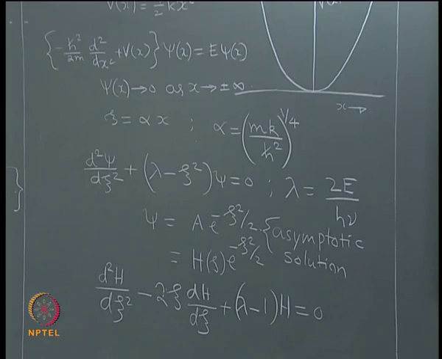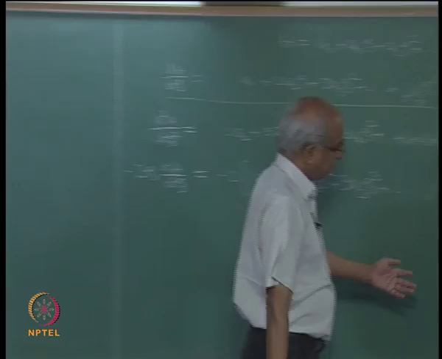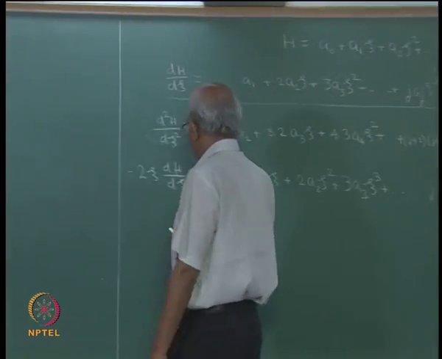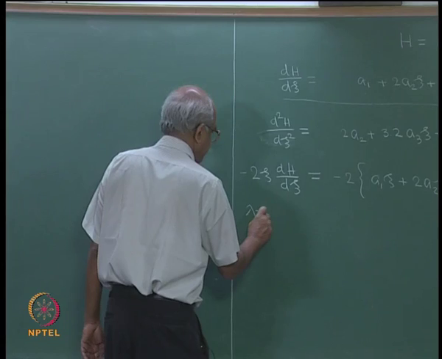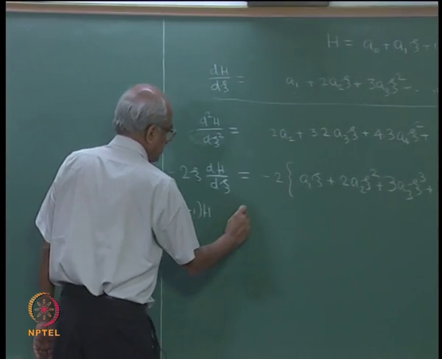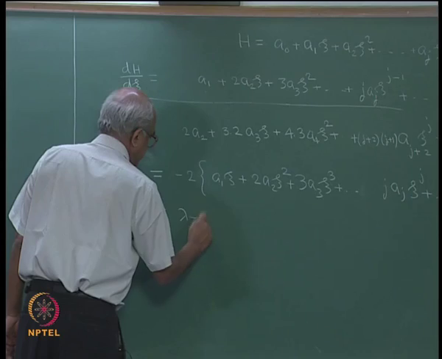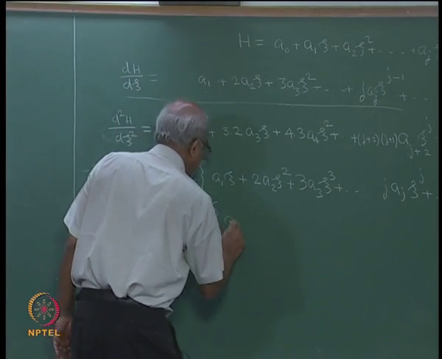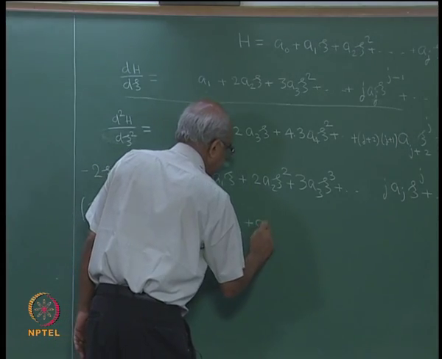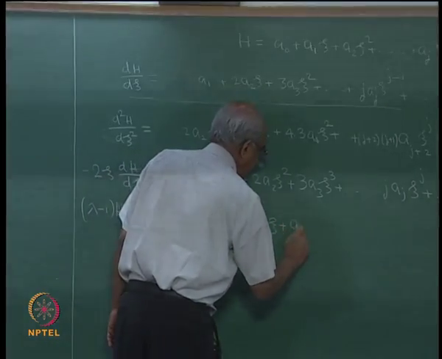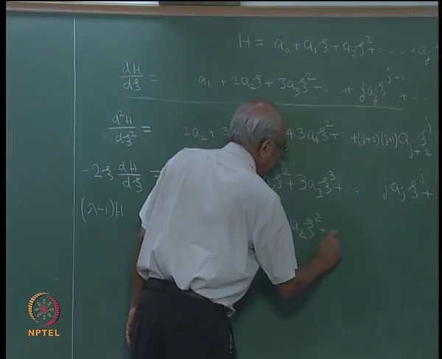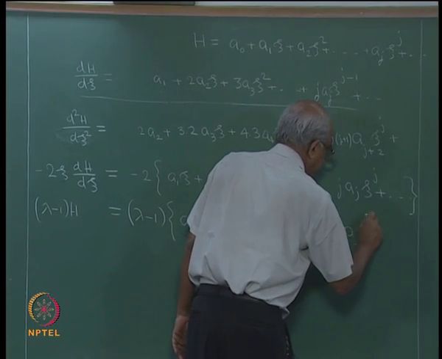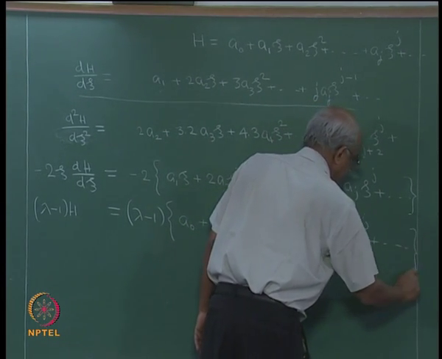Right, and then the last term in the differential equation is (lambda minus 1) h. So, I will just write (lambda minus 1) into h, which will be equal to (lambda minus 1), which I will leave outside a bracket, and then simply write h. What is h? a0 plus a1 c plus a2 c square plus etc. until aj c to the power of j plus etc. goes to infinity.